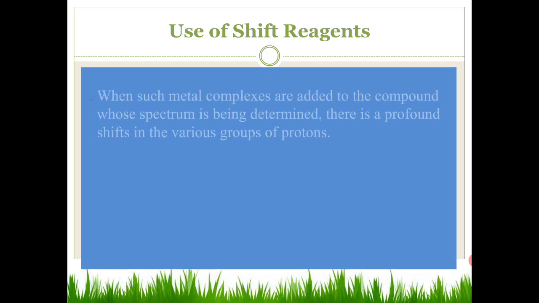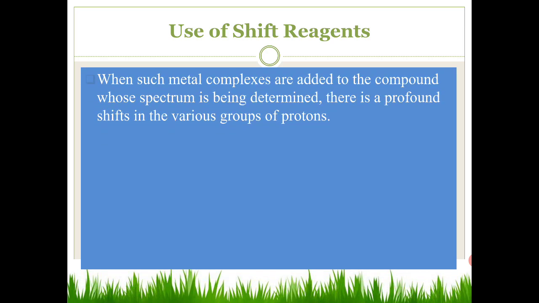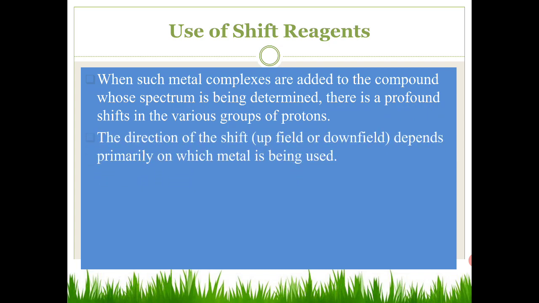When such metal complexes are added to the compound whose spectrum is being determined, there is a profound shift in the various groups of protons. If a proton is supposed to be at 3, it may get a value less than 3, or it may get a value more than 3. The proton peak will be shifted, because we were using a particular reagent, so it is called a shift reagent. The direction of the shift, upfield or downfield, depends primarily on which metal is being used.